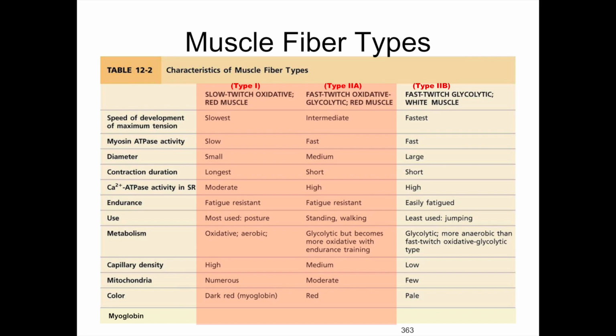If you can see, type 2A is both glycolytic and oxidative, meaning that it uses sugars and fats, whereas type 1 and type 2B are only oxidative and glycolytic, respectively. Also, just make note of the difference between slow and fast twitch. Fast twitch tends to have higher calcium ion ATPase activity and shorter contraction time. In the next video, we'll revisit these differences and other differences between the 3 muscle types.